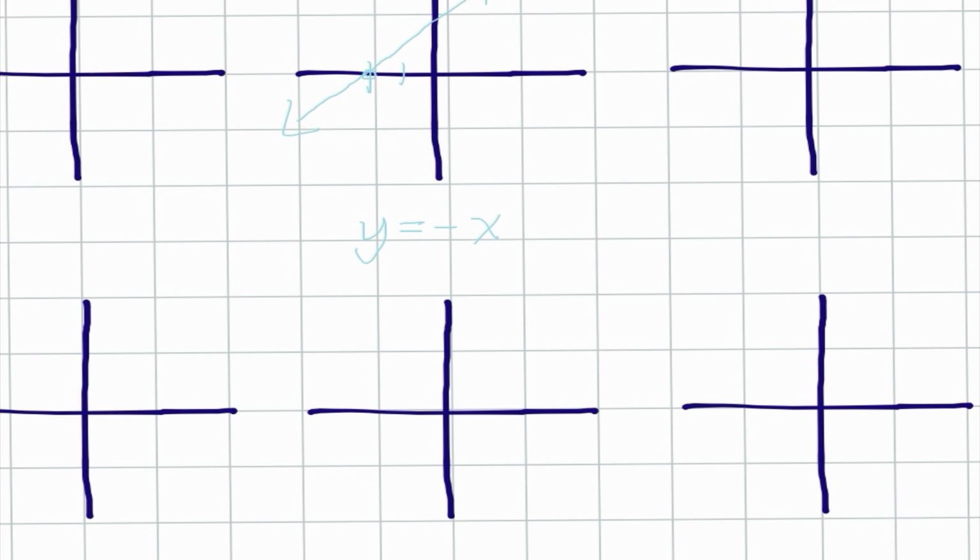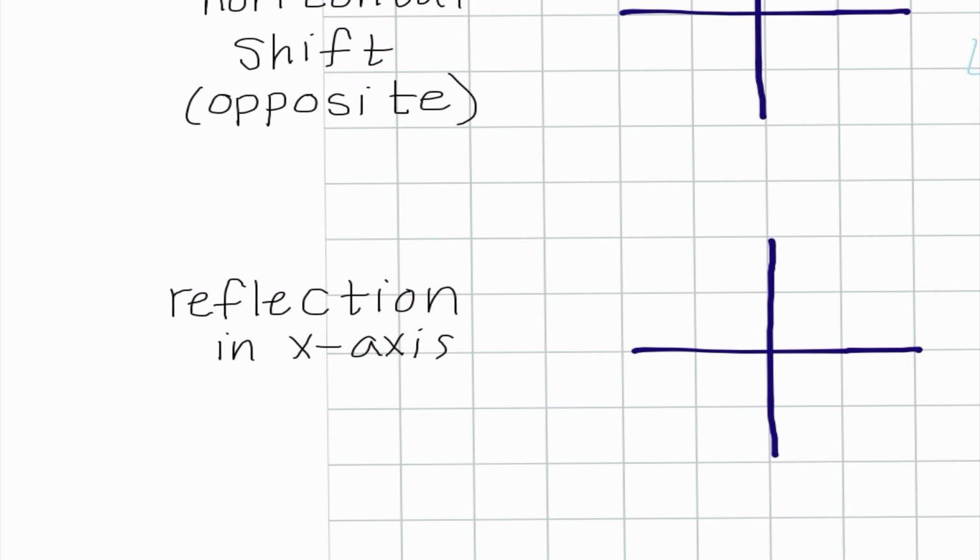Our next equation here, what if we had something like y equals -x? You guys know that negative means that we really have a negative slope, so it's falling from left to right. So it would look something like this. And what we're going to learn is that whenever we see this negative, that actually means that the function is a reflection in the x-axis.